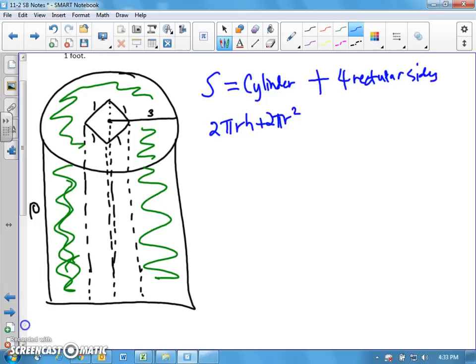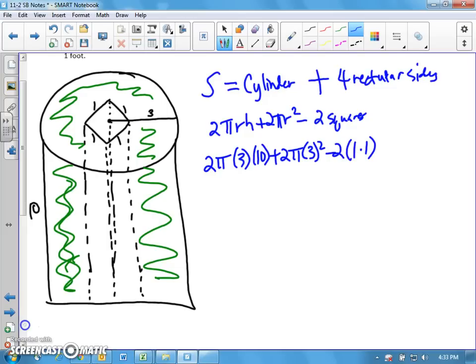The only problem is we have two holes, top and bottom, that are not going to be considered as part of the cylinder. So we would need to take out the two squares. So we're going to have 2 pi, my radius is 3, my height is 10, minus 2 squares that are 1 by 1. That gets the cylinder part.